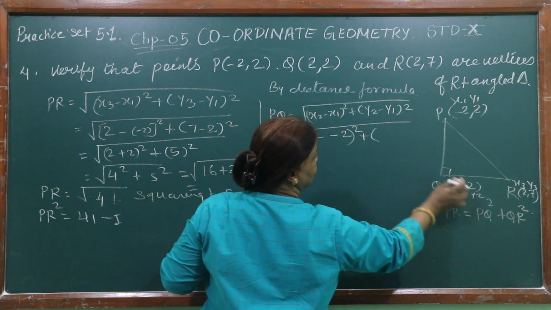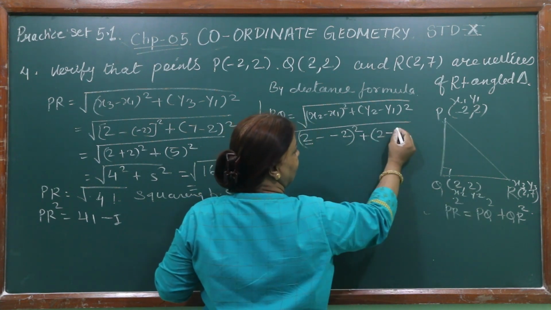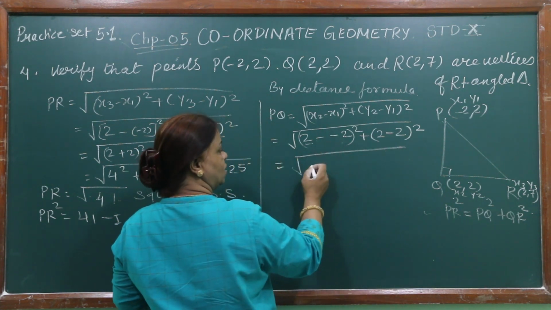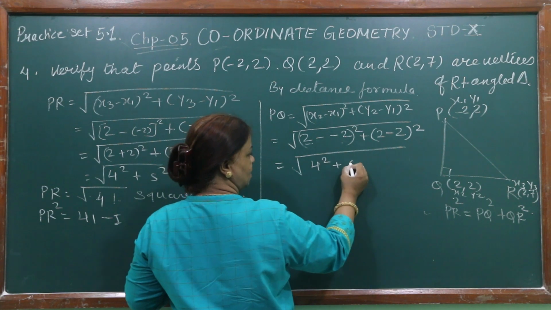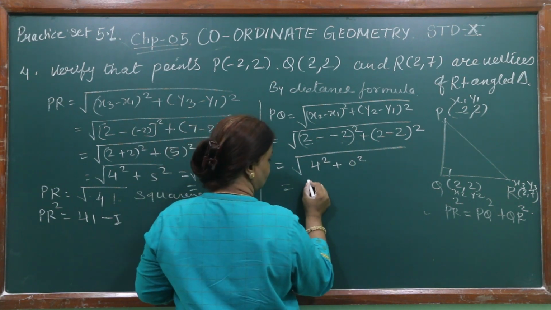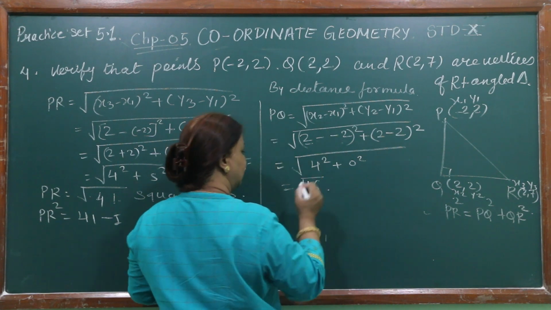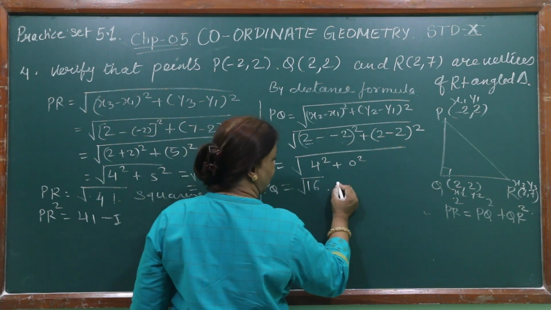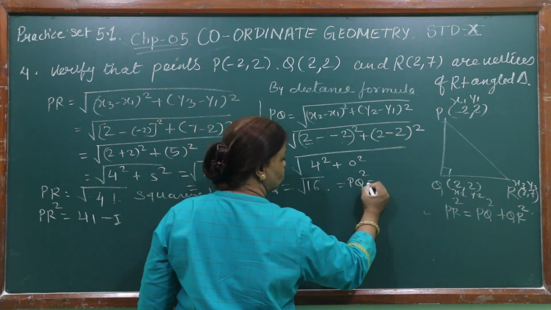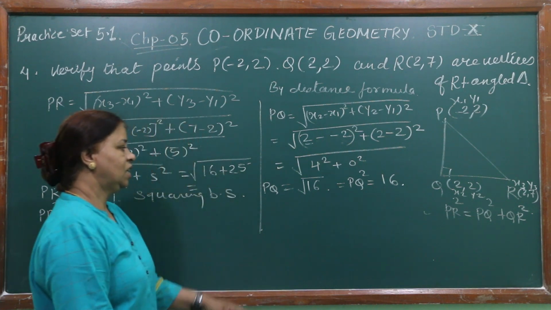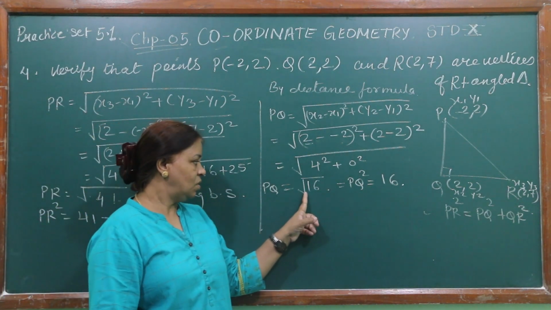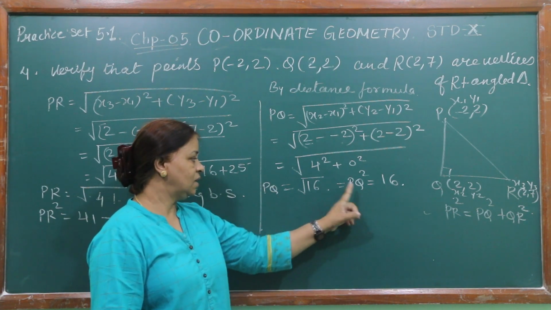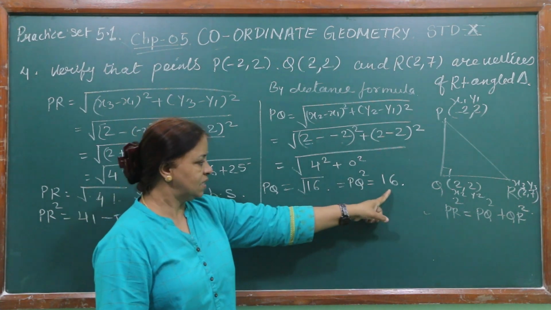Plus y2, that is 2, minus y1, y1 is 2, the whole square, which is equal to 2 plus 2 is 4 square plus 0 square, which is equal to under root 16. So we got PQ as under root 16, but we want PQ square. So squaring both sides, PQ square is equal to 16.